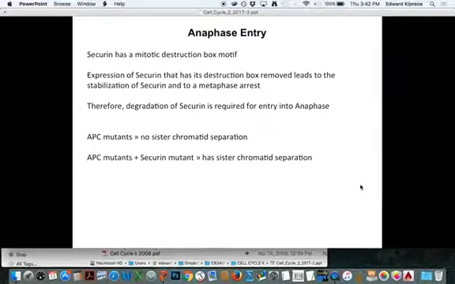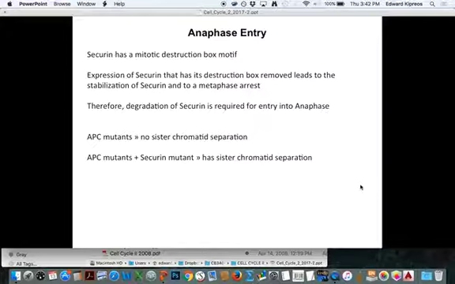Okay, sister chromatids are the replicated chromosomes that are going to be separated from each other and that line up during mitosis. Okay, so APC mutants, no sister chromatid separation. Another way of saying you're stuck in metaphase. You're not going to go to anaphase.